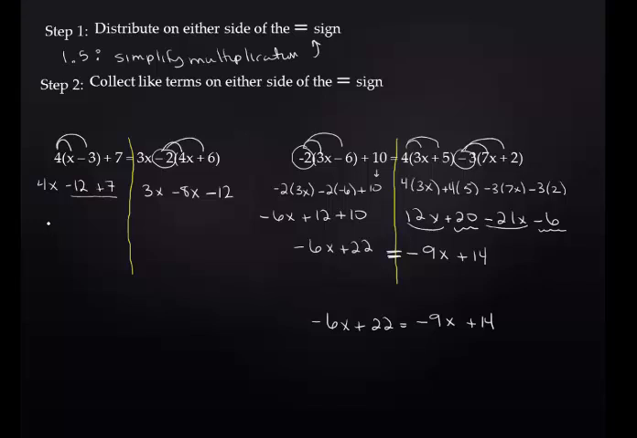Negative 12 and 7 are like terms, so I have 4x minus 5. 3x and negative 8x are like terms, so I have negative 5x minus 12. These are still equal, so if I were to rewrite it, I would have simplified on either side.